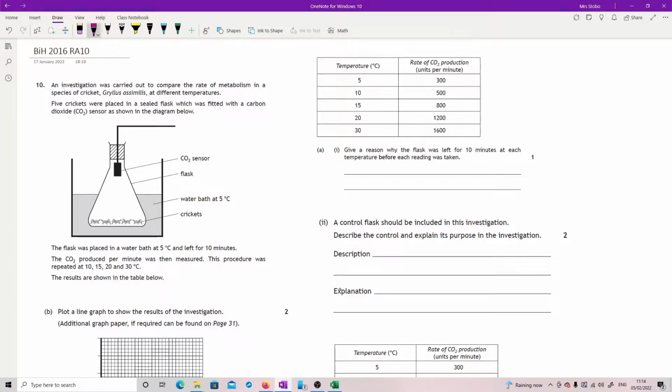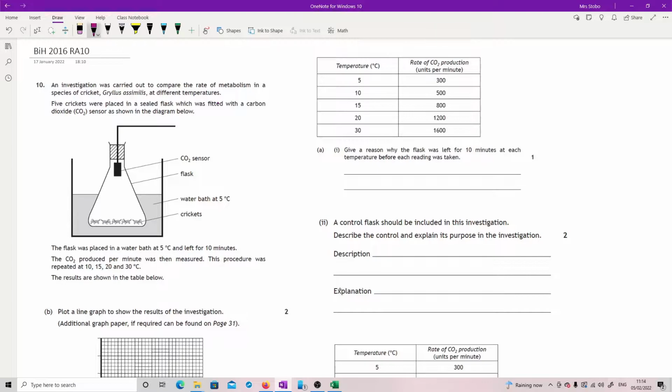An investigation was carried out to compare the rate of metabolism in a species of cricket, which also has a complicated name, which we'll just call species of cricket, at different temperatures. 5 crickets were placed in a sealed flask which was fitted with a carbon dioxide CO2 sensor as shown in the diagram below. And then we've got the flask which has been immersed in a water bath, in this case at 5 degrees C.